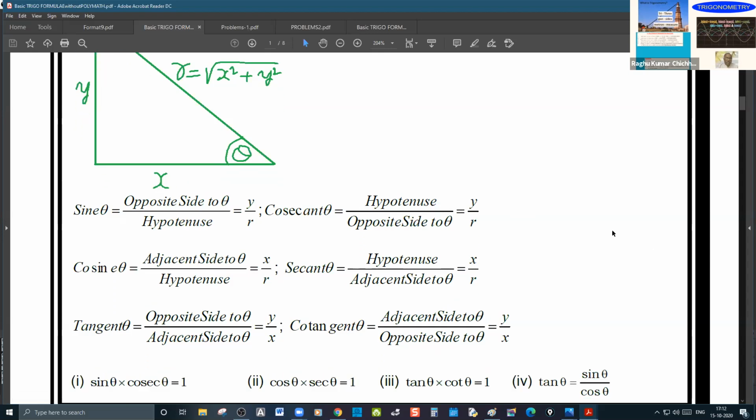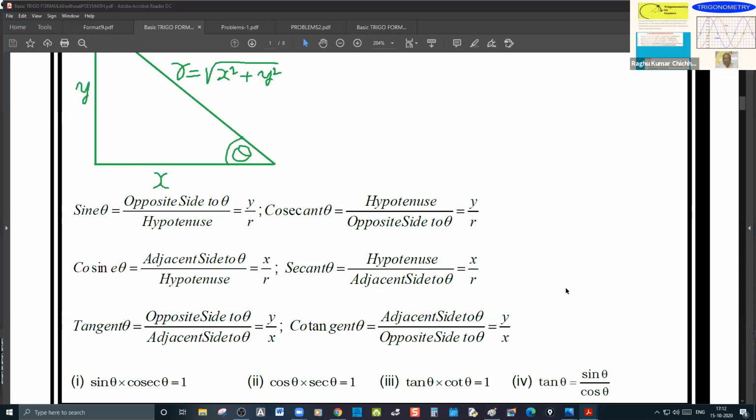That is the reason why sine theta into cosecant theta is equal to 1, cos theta into secant theta is equal to 1, and tan theta into cot theta is equal to 1. And as you know, tan theta is nothing but sine theta by cos theta. So in the objective pattern, how can a question be formed using this concept, sine theta into cosecant theta is equal to 1? Let us see that. I have taken a question on that one. I'll show you.